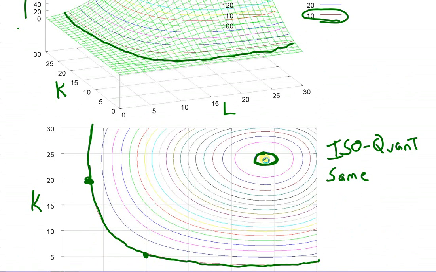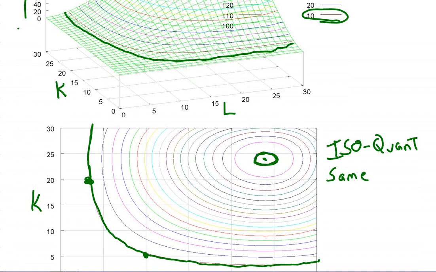Hypothetically, there's some higher level that might be exactly in the center there. But with this kind of production function where you can have too much of an input, and sometimes increasing an input can actually decrease your output, we get to see this kind of interesting trend.